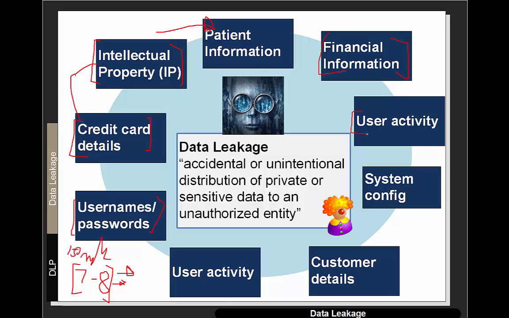User activity too is obviously a sensitive thing, so the last thing an organisation wants is to leak information around that type of activity. We might also see the leaking of information around the system configuration, about the Windows domain, and to do with the network infrastructure, and obviously customer details are very sensitive too. But overall, data leakage is really defined as the accidental or unintentional distribution of private or sensitive information to an unauthorized entity.